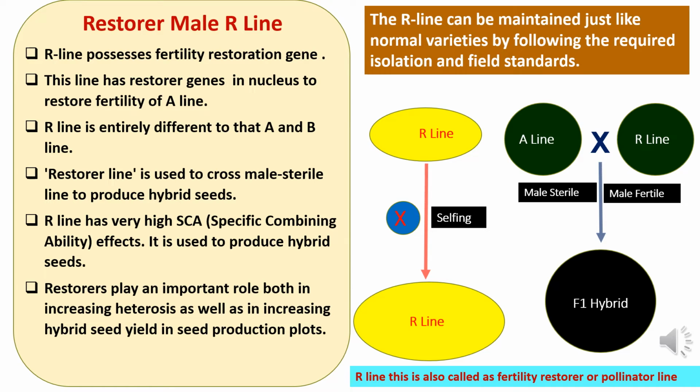The R line is maintained just like normal varieties by selfing, growing in isolated conditions with field standards where the quality checks, rogueing and seed standards are compulsorily followed. And the production of F1 hybrid seed is by the crossing of A line with R line.